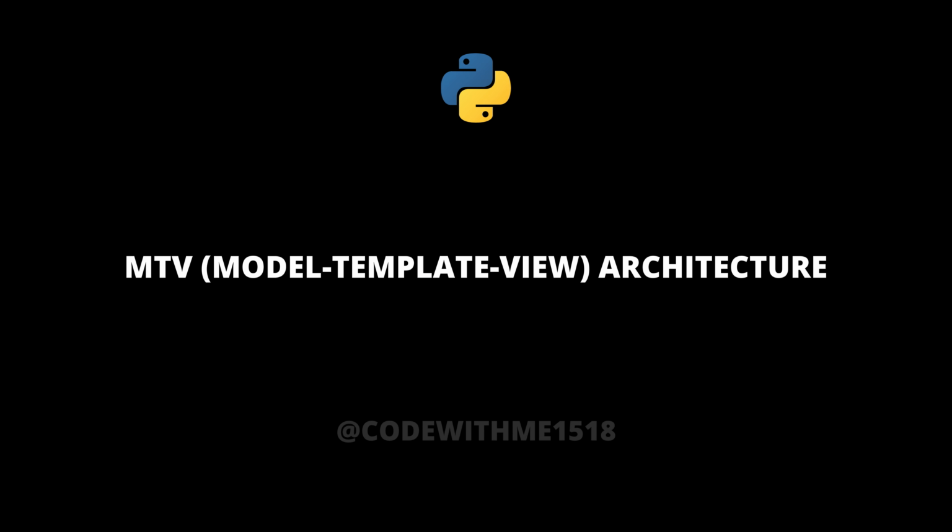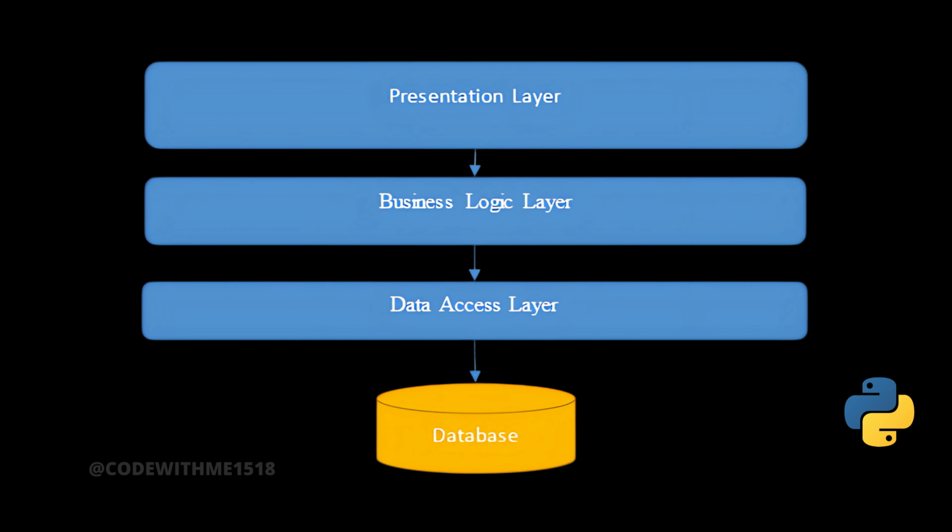Django follows the MTV (Model Template View) architecture, which separates the data access logic, business logic, and presentation logic. Let's understand each component with a simple example.